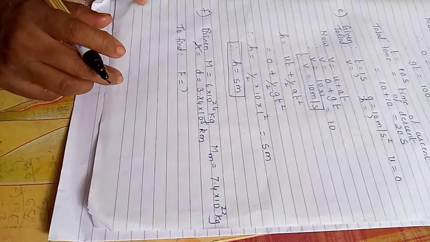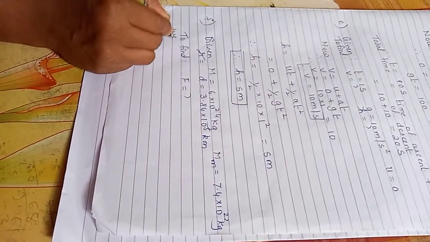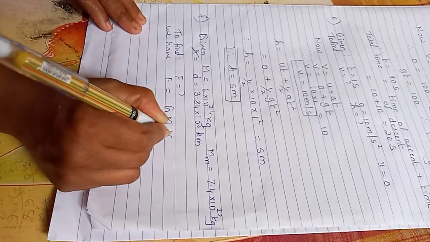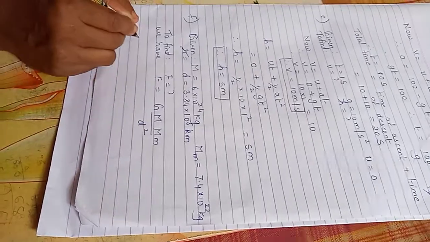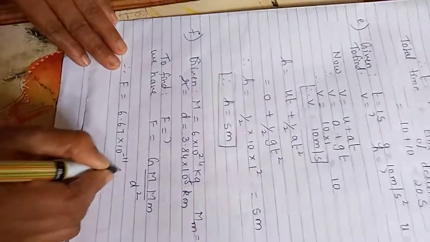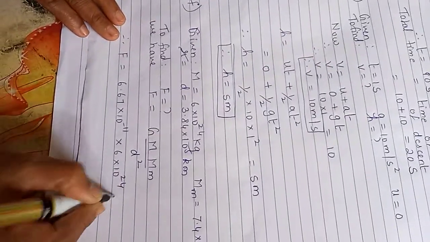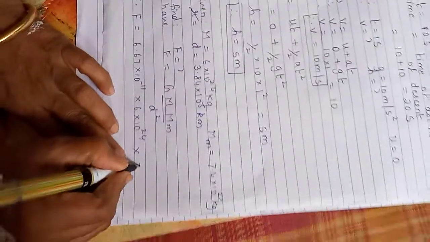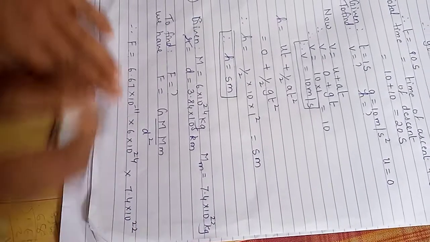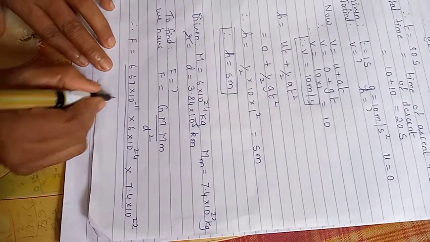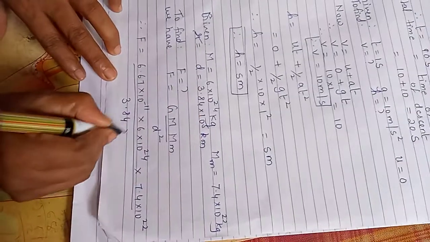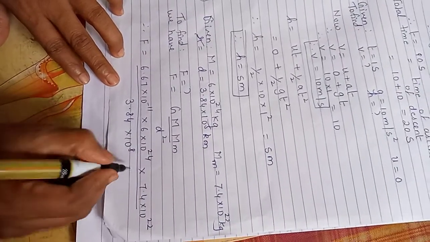Let me clear one point here. I'll use approximations. From Newton's law of gravitation, F is equal to G, mass of earth, mass of moon divided by D square. Therefore F, G value substituted, 6.67 into 10 raised to minus 11, mass of earth 6 into 10 raised to 24, mass of moon is 7.4 into 10 raised to 22, divided by D square, 3.84 into 10 raised to 5 kilometer. Don't forget to convert it into meter by multiplying it by 1000 square.